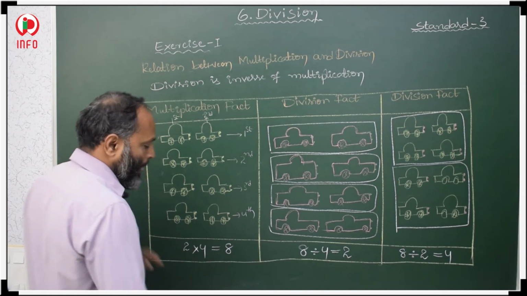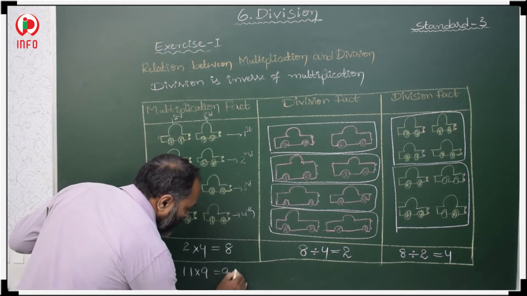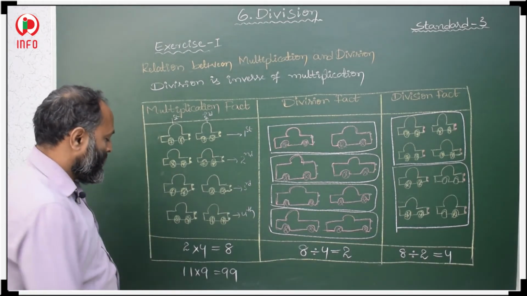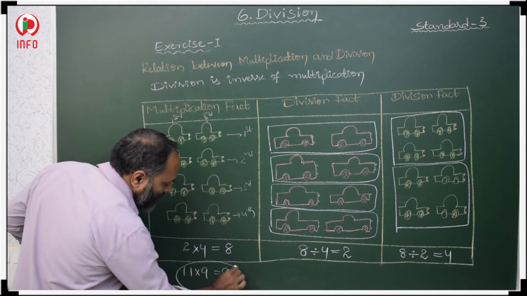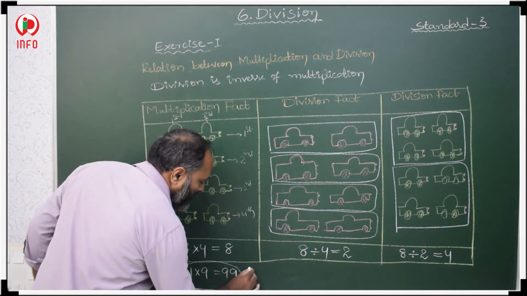Suppose 11 into 9 is what? 99. 11 into 9 is 99. So, this is a multiplication fact. Then how to convert this into division fact?